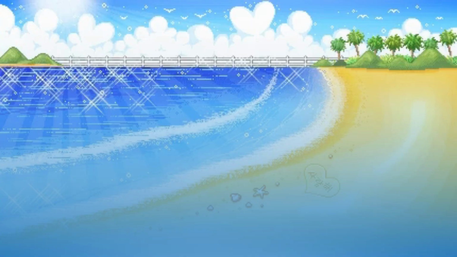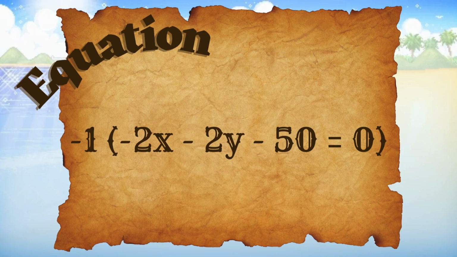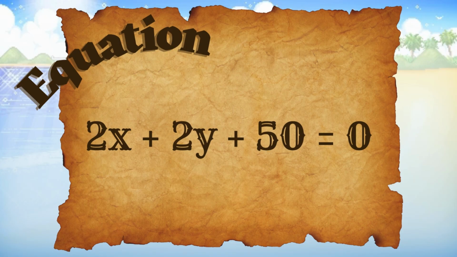Sometimes, the resulting equation may be negative, but a positive equation is preferred. To ensure the final equation for the radical axis is positive, we can multiply it by negative 1. The equation of the radical axis of two given non-concentric circles would be 2x plus 2y plus 50 equals 0.